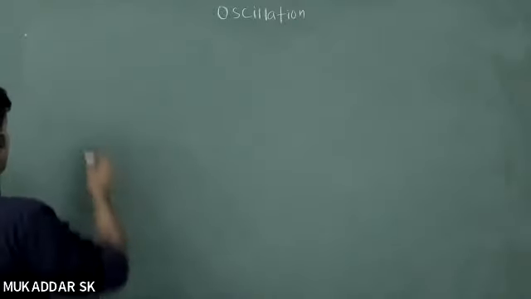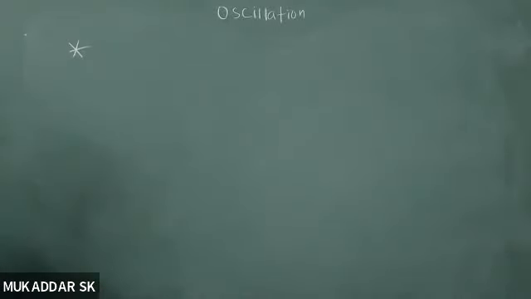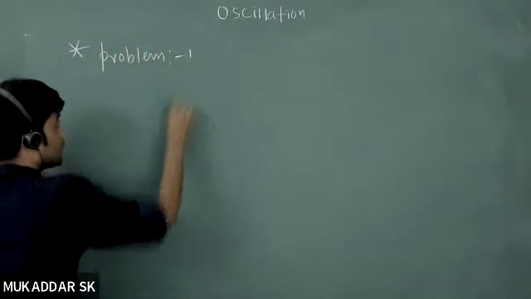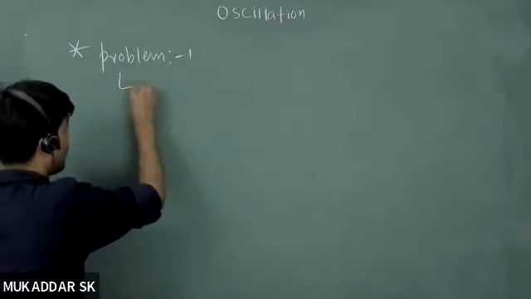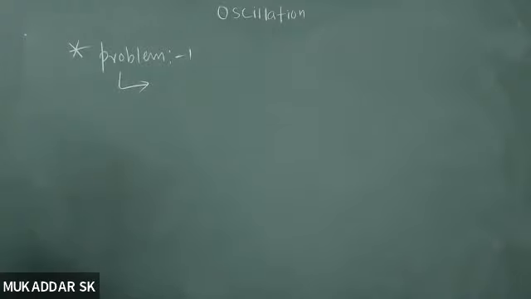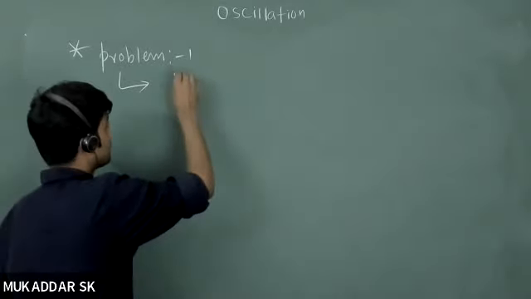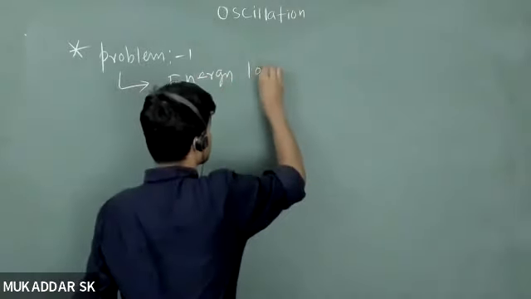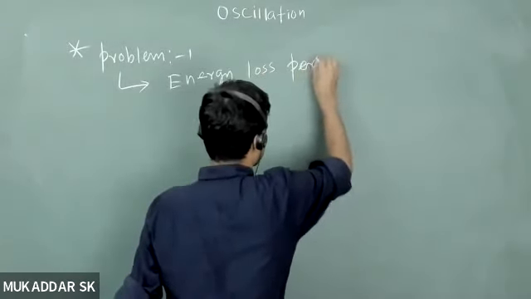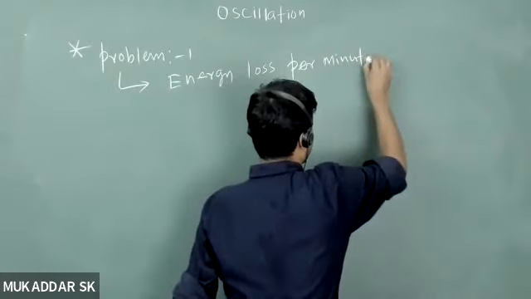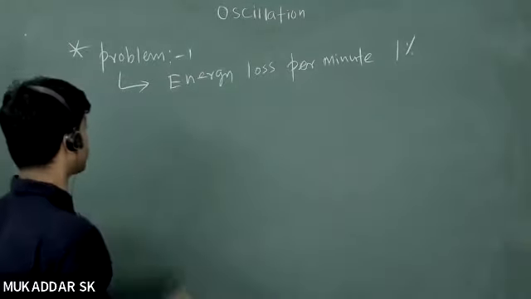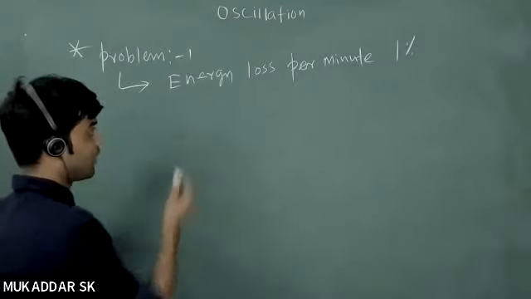So, your damped oscillator. Okay, the first problem will be: you have a damped oscillator and the energy loss per minute is given as 1%. Okay, energy loss per minute is 1%.